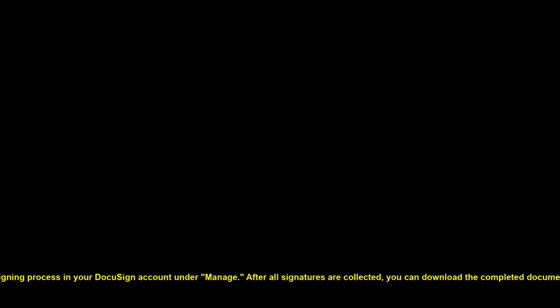Your recipients will receive an email invitation to sign the document. Once they sign, you will receive a notification confirming completion. You can track the signing process in your DocuSign account under Manage. After all signatures are collected, you can download the document. Signing automation with DocuSign is now complete.